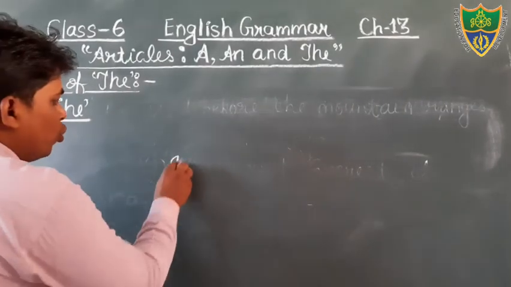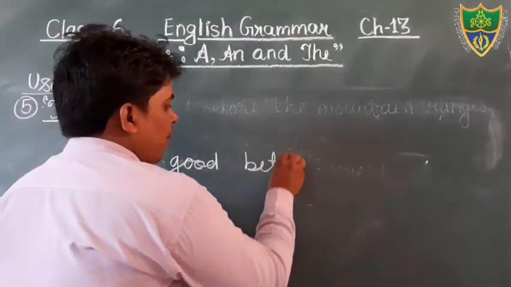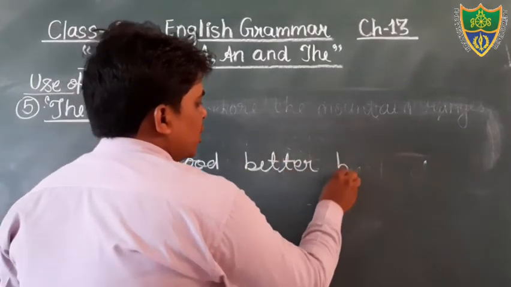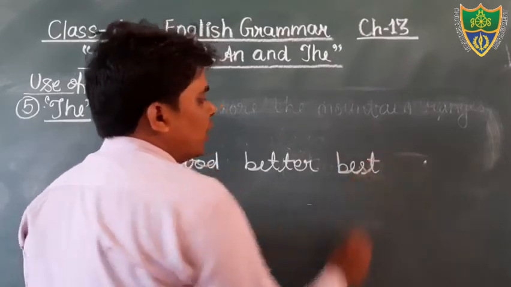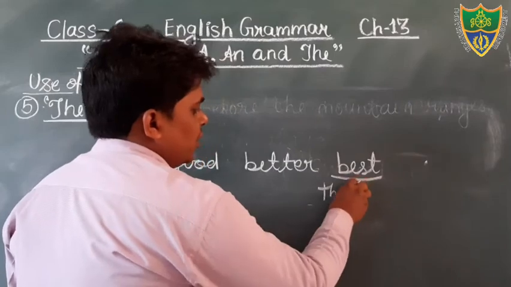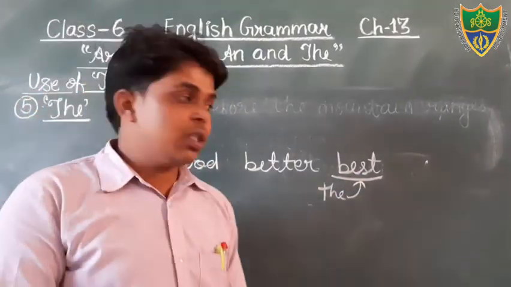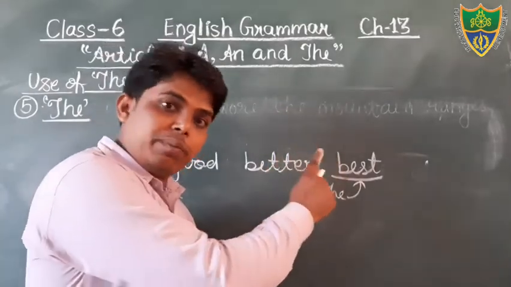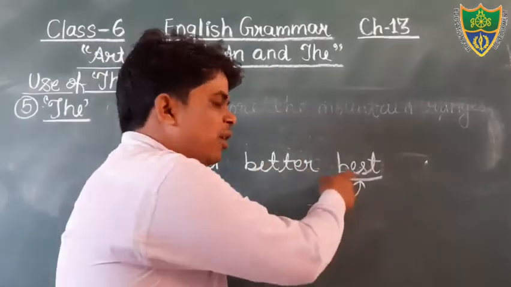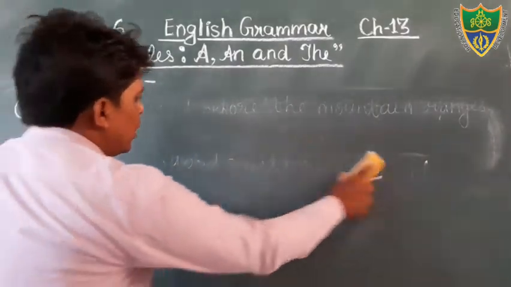Okay, suppose that good is positive degree, better is comparative degree, best is superlative degree. So we will use the article the before the word best. Okay. For example, honesty is the best, because the word best is what? Superlative degree. Okay. Therefore, we will use the article the.